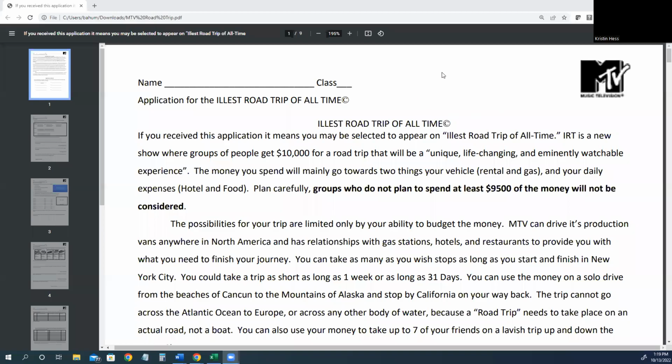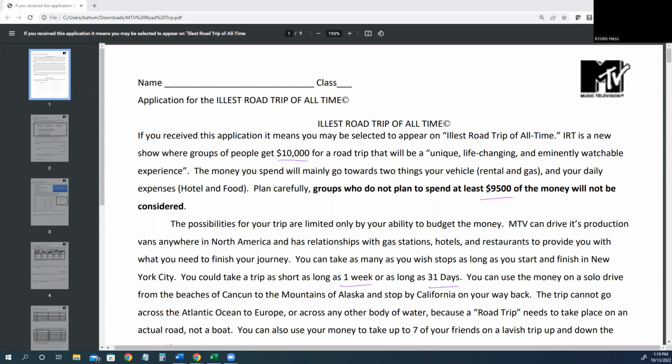Hi, I'm going to talk to you through our road trip algebra project. Read the instructions carefully. The first thing you want to note is that you have a budget that you need to stick within. Your budget's going to be between $10,000 and $9,500. The second thing is your trip needs to be between 1 week long and 31 days long.